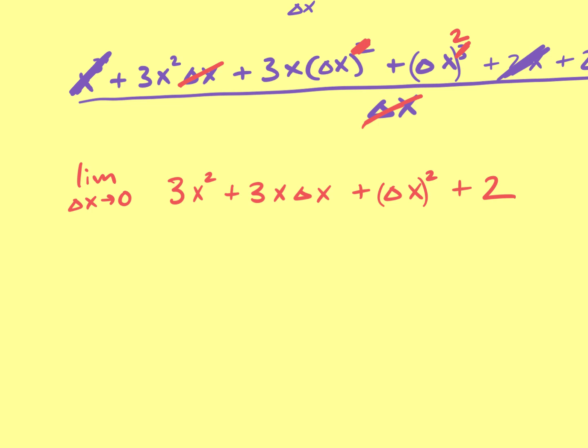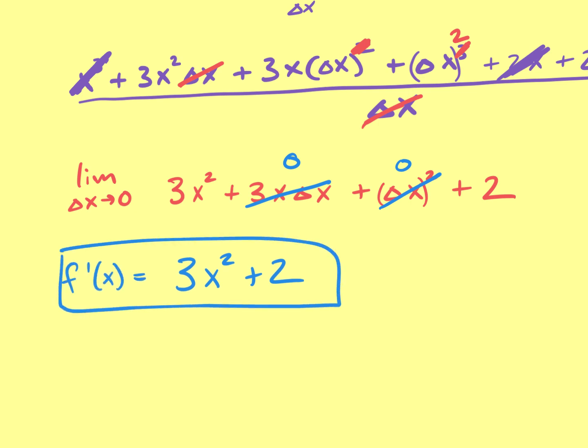So we can plug in 0 into our dx's. We're going to use direct substitution from here. So 3x times 0 would just go away. This becomes 0. 0 squared would just be 0. So we're left with 3x squared plus 2. So this would be our derivative. Last step, make sure you name it. It'd stink to lose points after all of that work and you forget to name it.